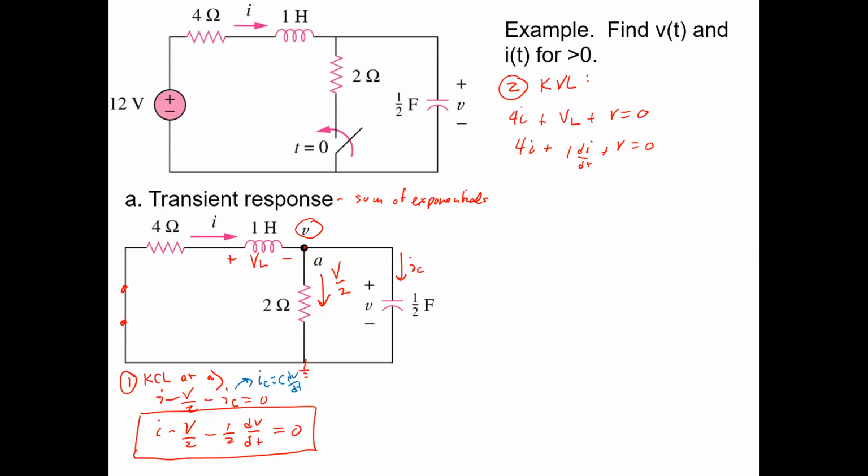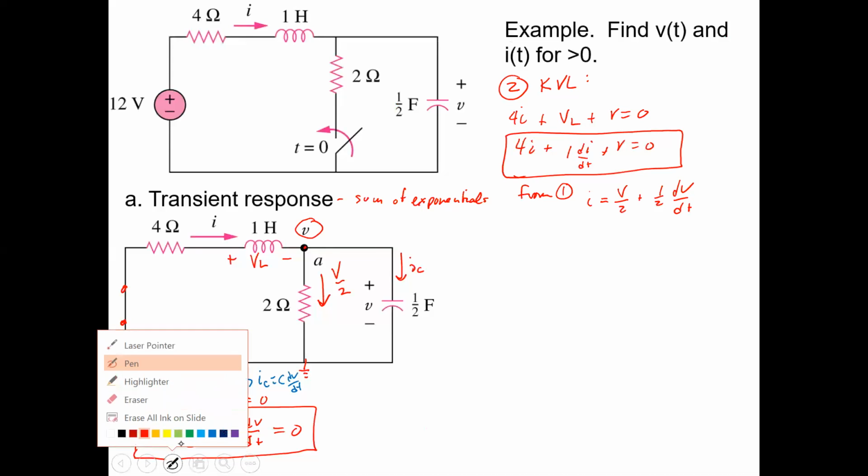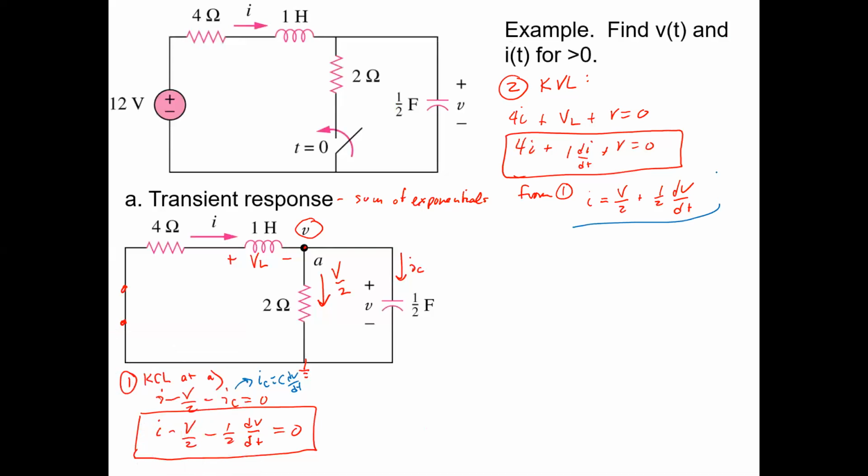But we could separate out the I and solve for that from equation 1. So from equation 1, this is our second equation here. Let's just circle that or box that up. But from equation 1, we know that I equals V over 2 plus 1/2 dV dt. And so we could plug this into here.